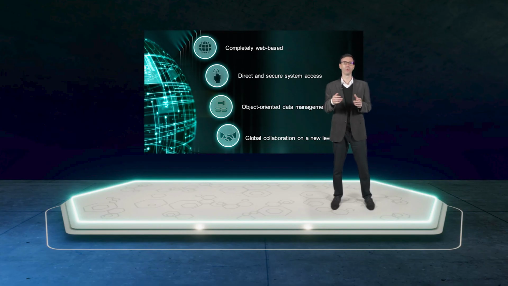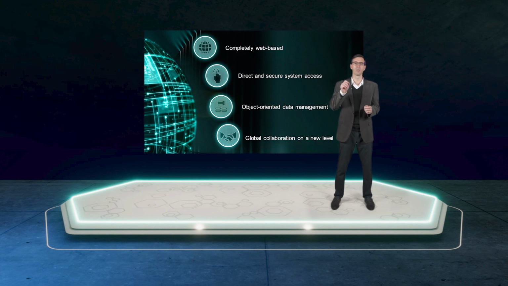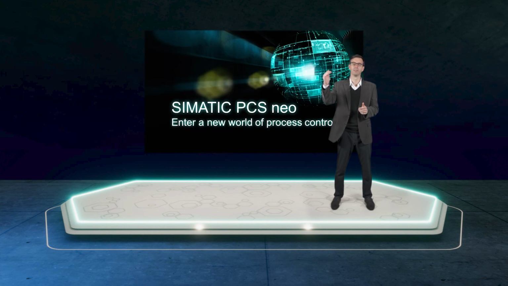To sum it up in a few sentences, with the completely web-based process control system SIMATIC PCS Neo, you have complete, fast, and secure system access at any time. Object-oriented data management combined with an intuitive user interface and using a unified workbench takes global collaboration in engineering and plant operation to the next level. SIMATIC PCS Neo. Enter a new world of process control.